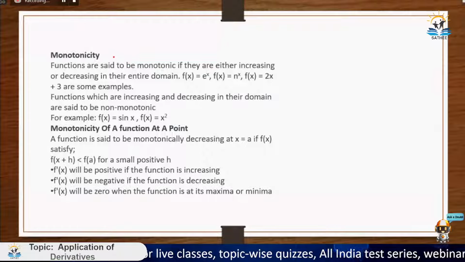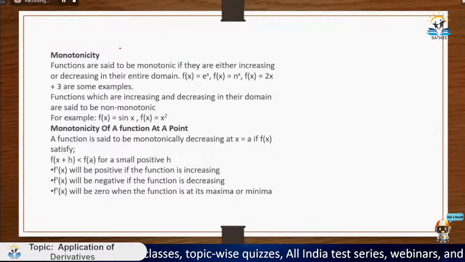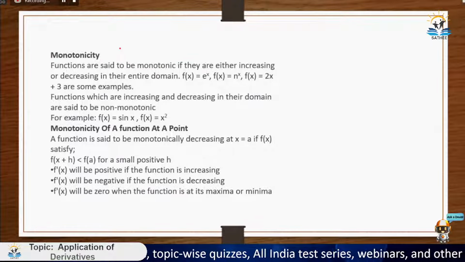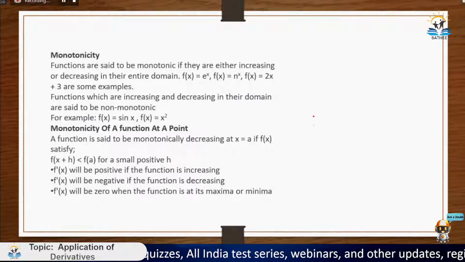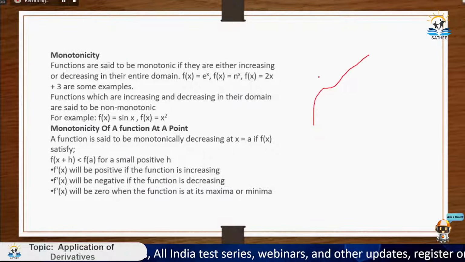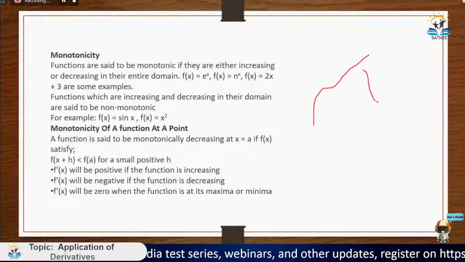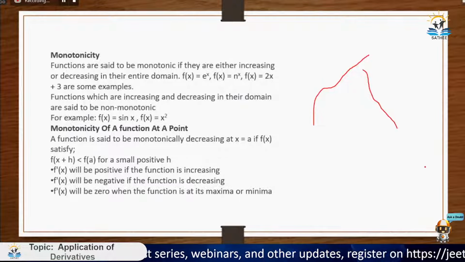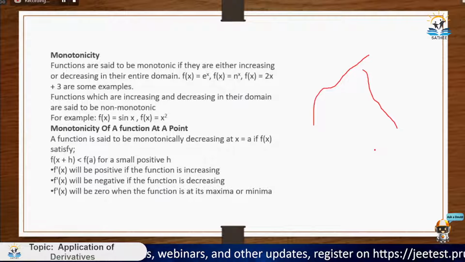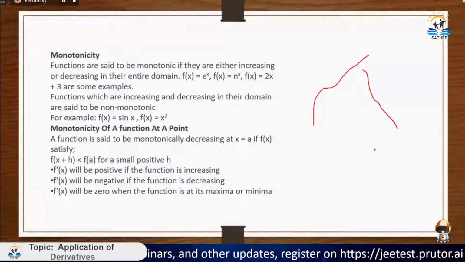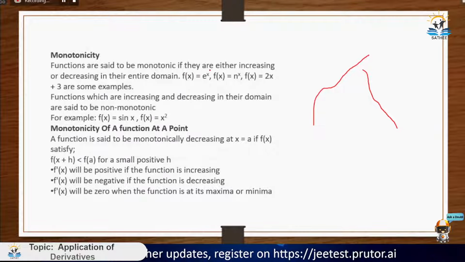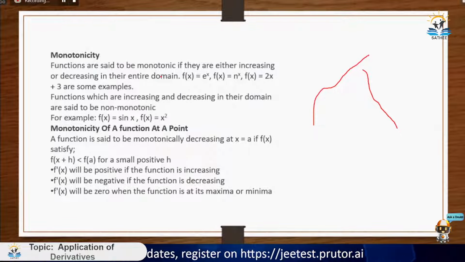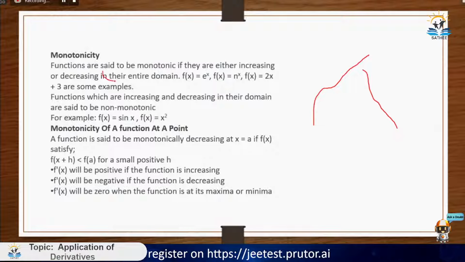Okay, now coming on to monotonicity. What is monotonicity? A function is said to be monotonic if it is either increasing or decreasing in the entire domain. Like if my function is something like this, I can say that my function is monotonically increasing. If it is something like this, then my function is monotonically decreasing. That is, the function is heading towards one thing only, either increasing or decreasing. So functions are said to be monotonic if they are either increasing or decreasing in the entire domain. This is an important point, in the entire domain.